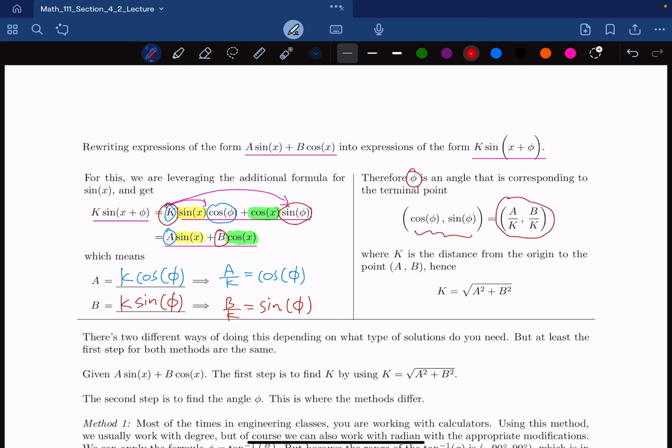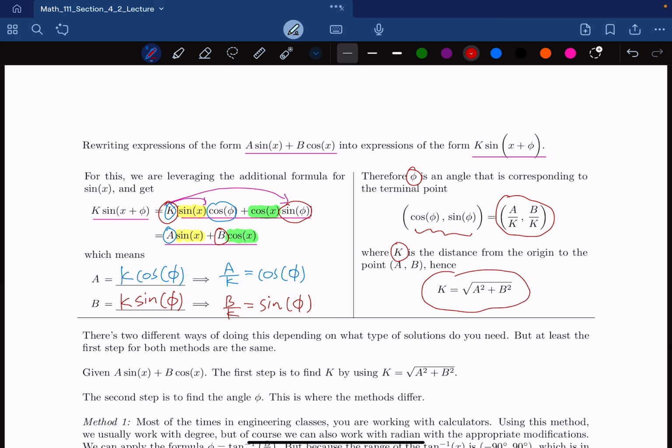And then on top of that, we also recognize this k is really the distance from the origin to the point a, b. Therefore, by the distance formula, we got k equals to square root of a squared plus b squared. So the formula I need to find the k value and the phi value here is really developed in the process.